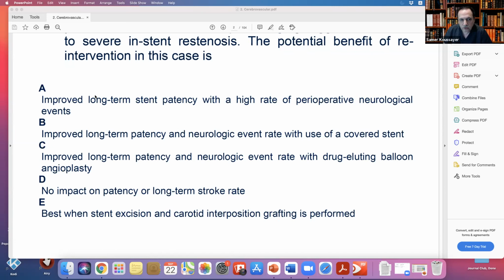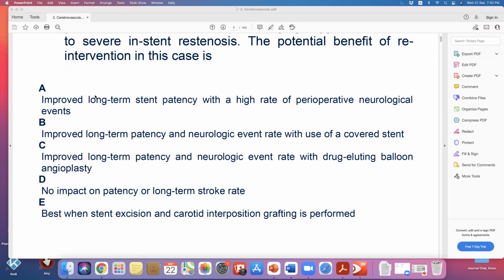When a patient gets restenosis, it is most probably intimal hyperplasia, not atherosclerotic plaque, so embolization is much less. Really? Yes. So it's not really a higher rate of perioperative neurological events; I think it would be the same or less. So this is wrong. Option B: improved long-term patency and neurologic event rate with use of a covered stent. We do not use covered stents at all in the carotid, except if we have an aneurysm. This is well known, so this is completely wrong also.